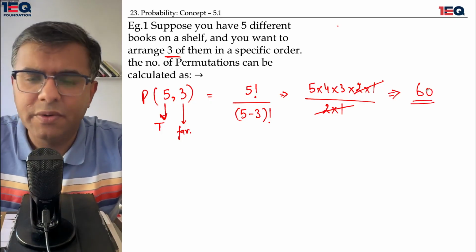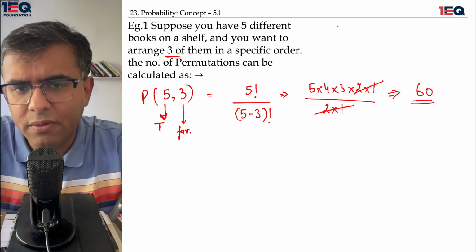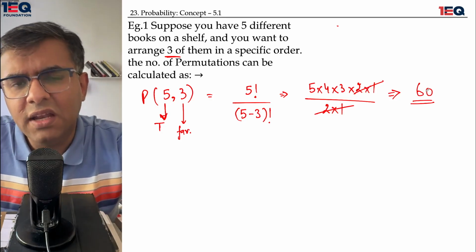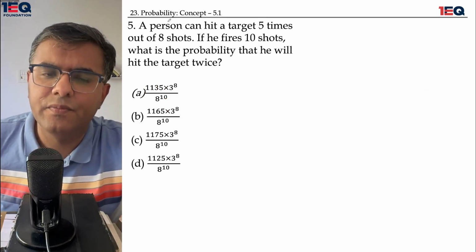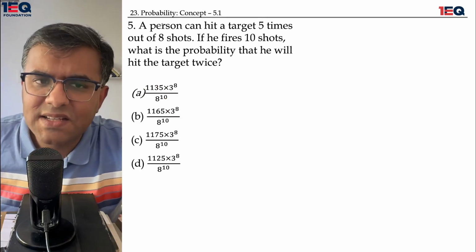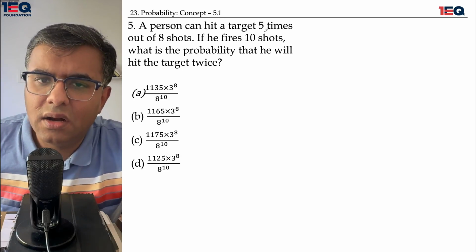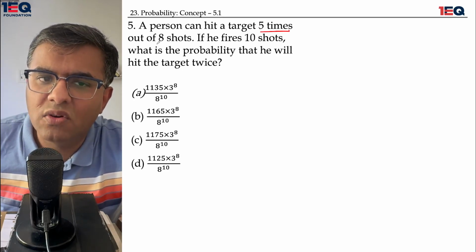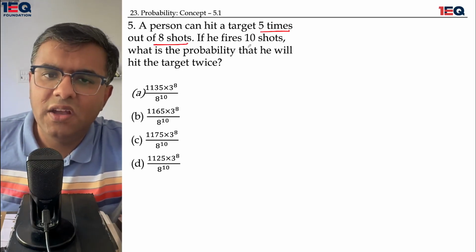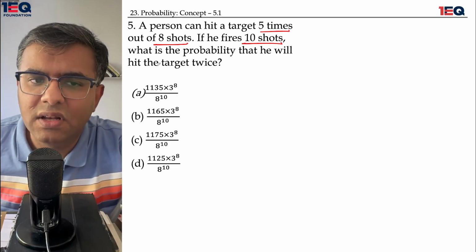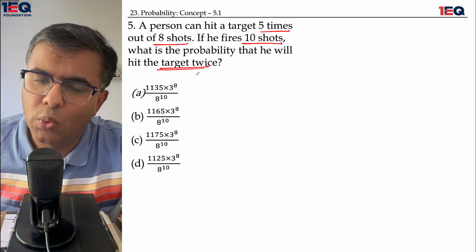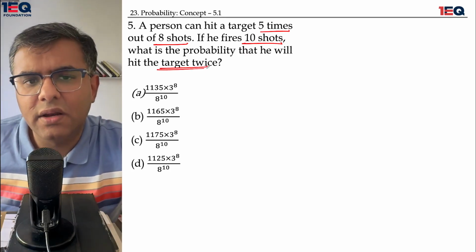This is simple permutation. Now we will be using permutations and combinations in probability. So this is the first question of it. The question says a person can hit a target 5 times out of 8 shots. If he fires 10 shots, what is the probability that he will hit the target twice?